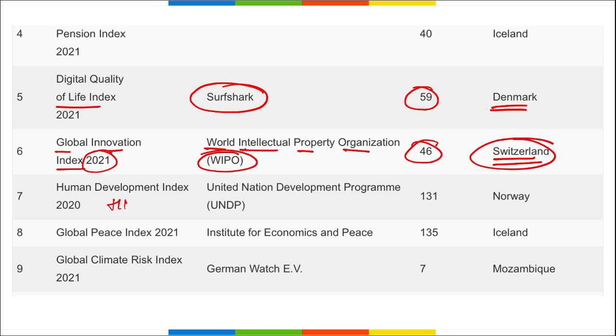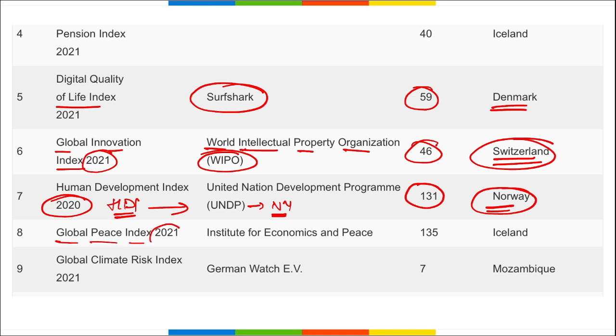Then HDI, that is your Human Development Index for 2020, released by United Nations Development Programme, headquarters of which is in New York. The rank of India was 131 and the country that topped here was Norway. For Global Peace Index 2021, it was the Institute for Economics and Peace that released this index. The rank of India here was 135 and the country that topped this index was Iceland.